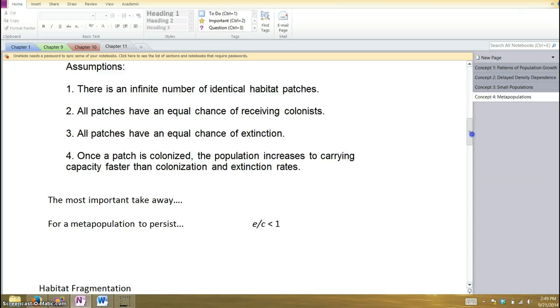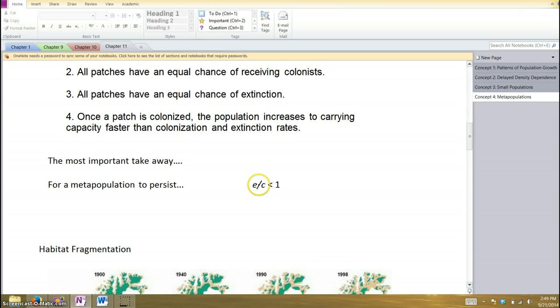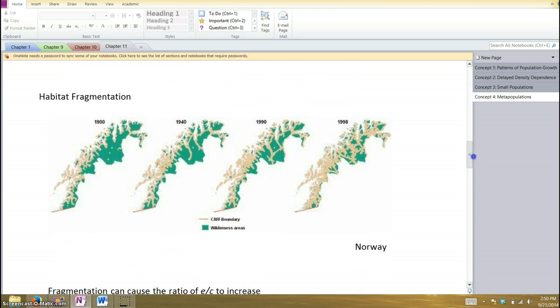But the take-home message from this is that essentially the ratio of the extinction rate to the colonization rate has to be greater than 1 for the metapopulation to persist, which kind of makes sense, because if extinction of patches is higher than colonization of patches, the metapopulation will go on one of those downward spirals, whereas if colonization rate is greater than the extinction rate, even though one might go extinct, there's a good chance it will be recolonized later in time. And this is not just a hypothetical situation.